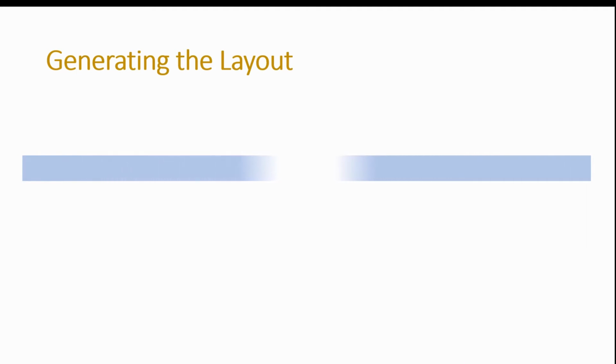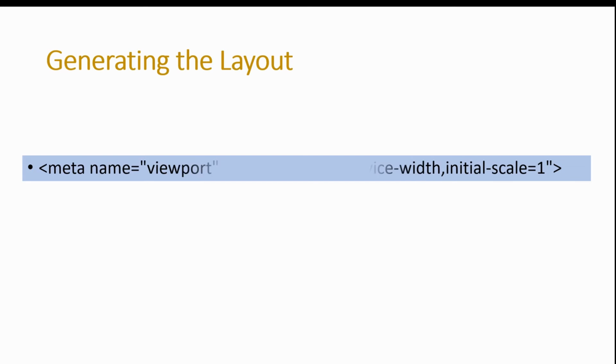After creating the render tree, the browser generates the layout. The layout is the size of the viewport. The viewport size is determined by the meta viewport tag provided in the header section. If no tag is provided, the default viewport width is 980 pixels. Most commonly, the viewport is set to the corresponding device width.